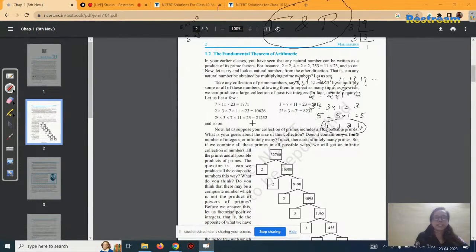Why are we studying prime and composite here? Because we have to learn about the fundamental theorem of arithmetic, only because of that theorem. I'll take one simple number, children. Pershad is correct: 1 is neither prime nor composite.